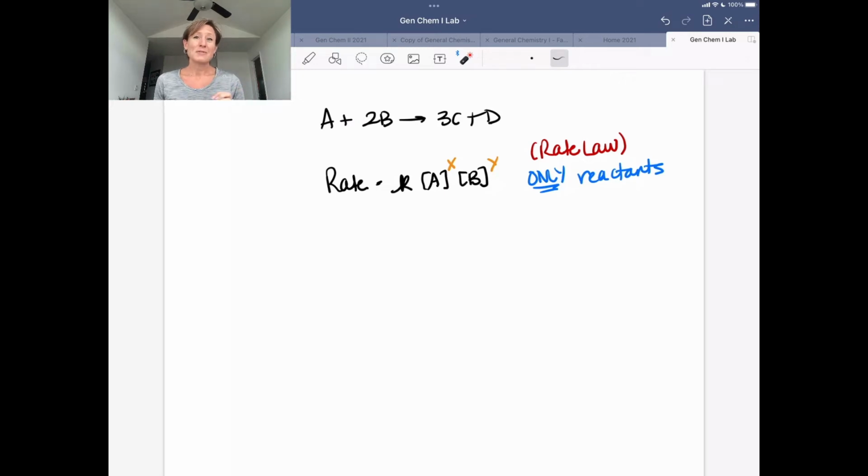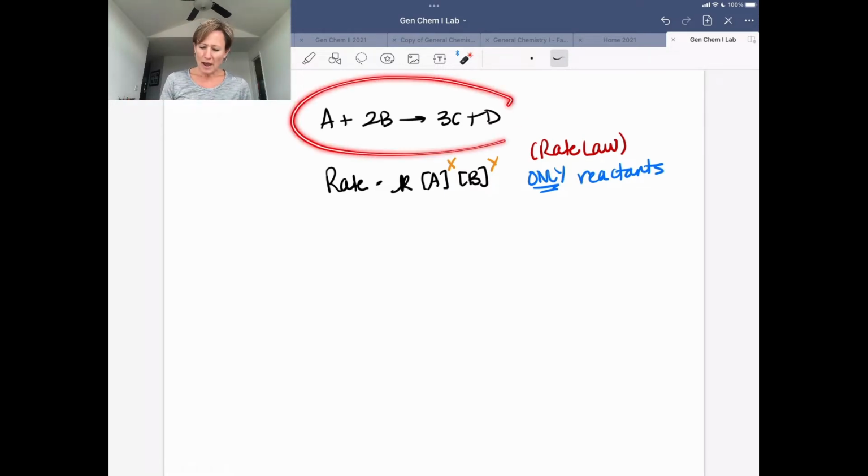So now we are ready to analyze our kinetics data that we obtained during last week's lab. Okay, so a little bit of background, and then we're going to walk through how we are going to use the data that we obtained to actually determine some important kinetics parameters from our rate law.